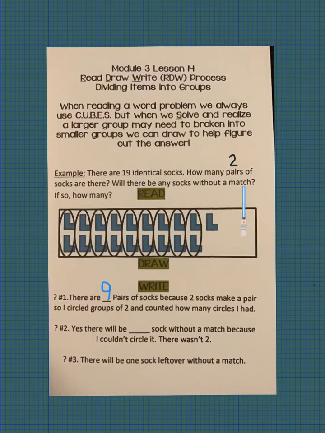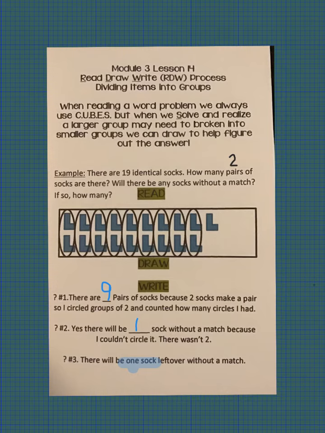Will there be any socks without a match? Well, yes, right? So here I wrote yes, there will be 1 sock without a match because I couldn't circle it. There wasn't 2. All right. That's my second question mark. Then it says, if so, how many? How many socks don't have a match? Well, my third question, all right, is there will be 1 sock left over without a match. And now I've answered all of the questions that are in the problem, okay?